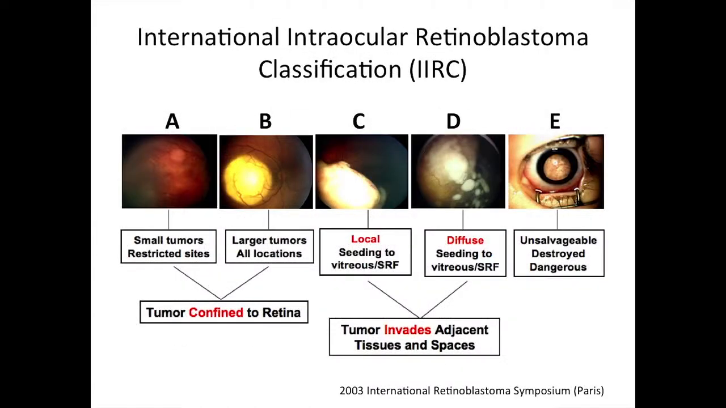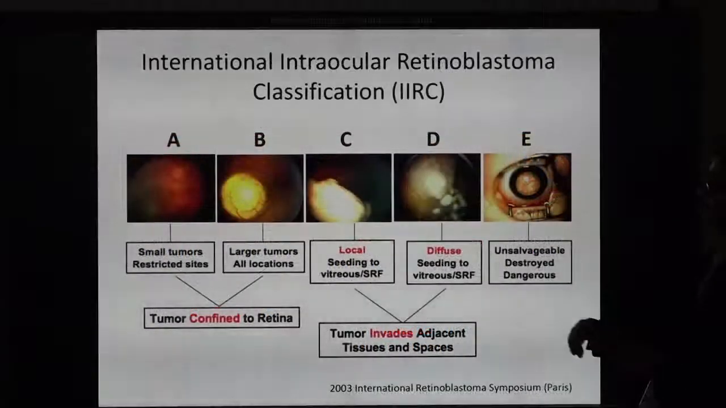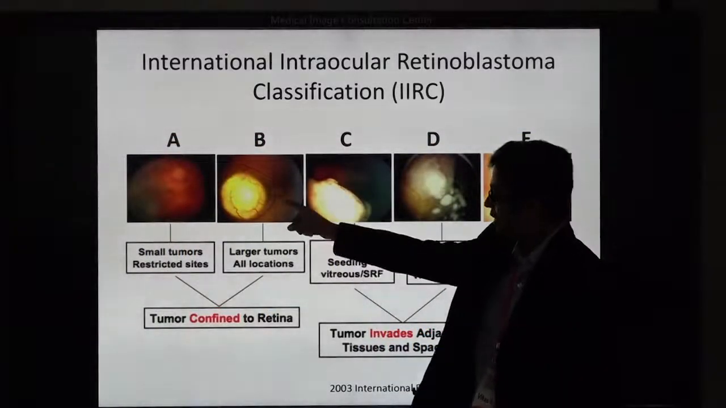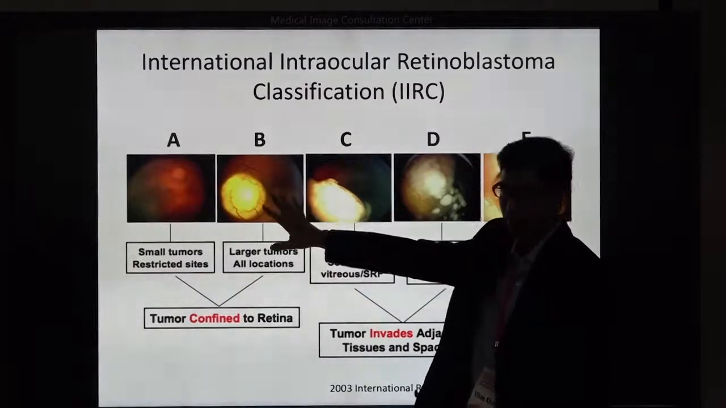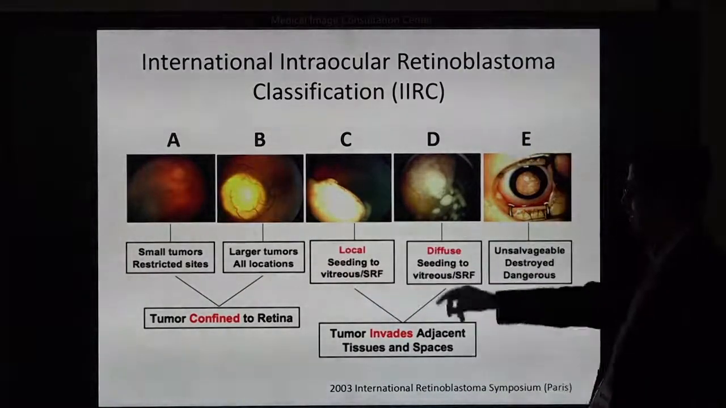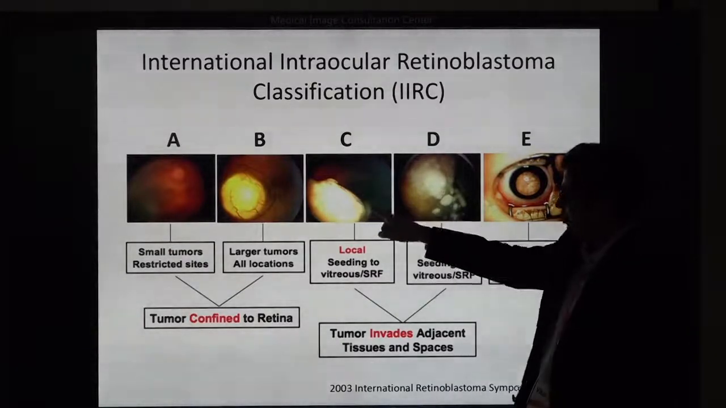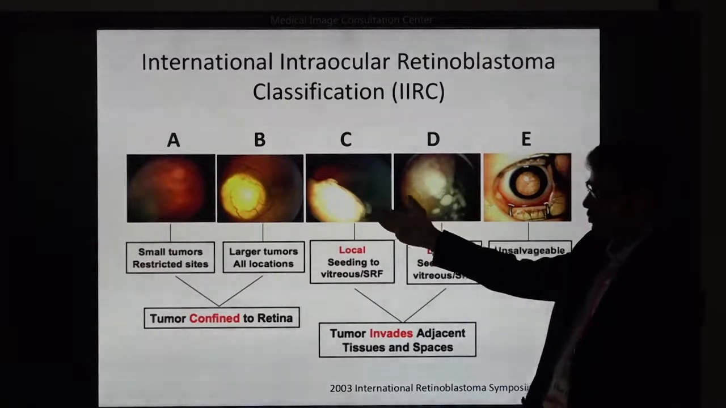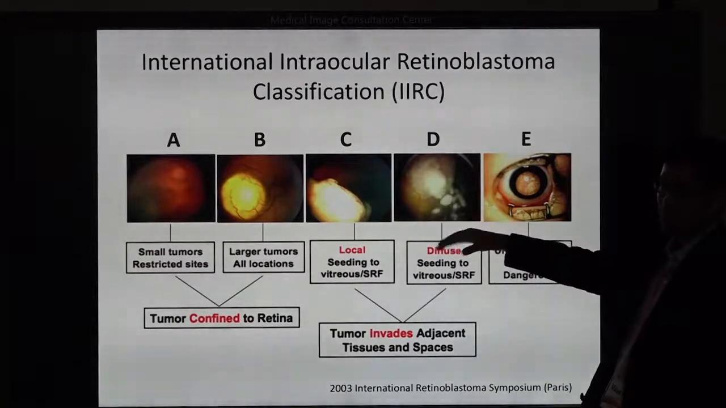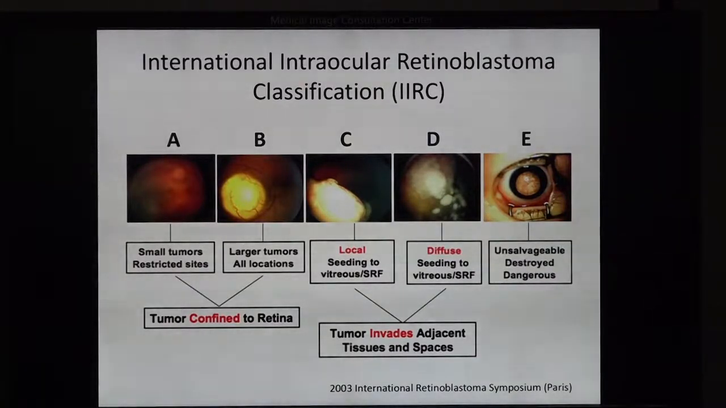This is a slide I borrowed from Dr. during his presentation. In group A eyes, you have small tumors restricted to the retina but away from the critical structures, away from the disc and macula. Then you have larger tumors, more than 3 millimeters, or tumors in the critical structures, still confined to the retina; that becomes group B. With localized vitreous seeds, it was group C. When you have diffuse vitreous seeds, it became group D. And when the eye was completely destroyed by the tumor, it was group E.